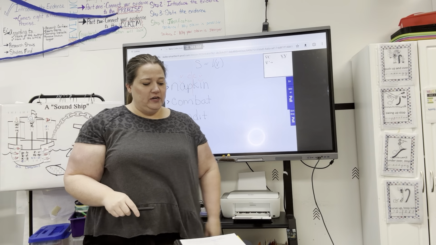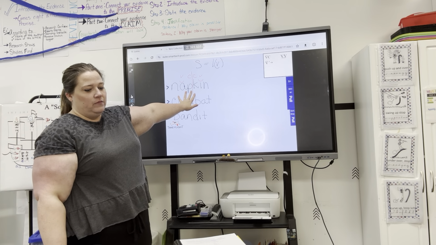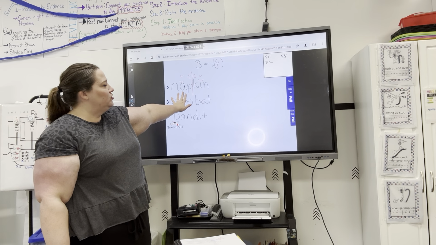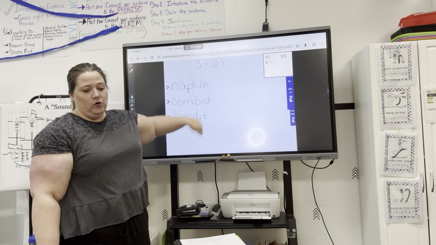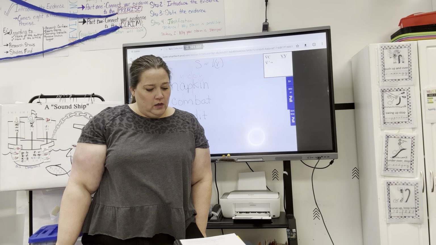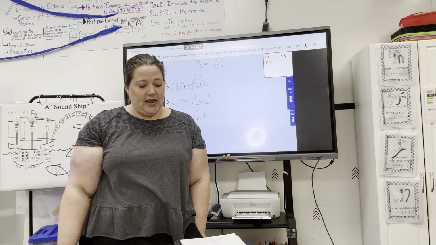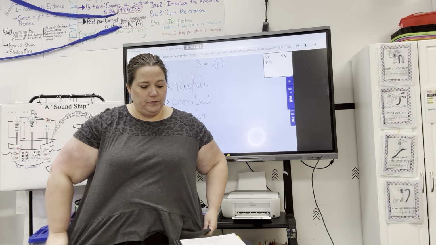Now, on this word napkin, did we have a suffix? No. Did we have any letter clusters or digraphs? No. If so, we would have coded those first. A short vowel sound is a signal that there must be a consonant after the first vowel to close the syllable.